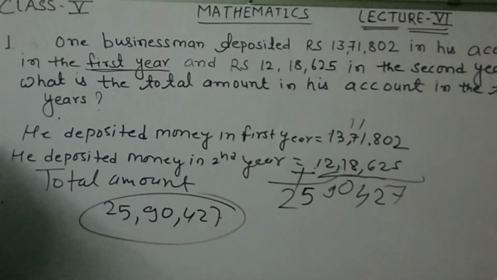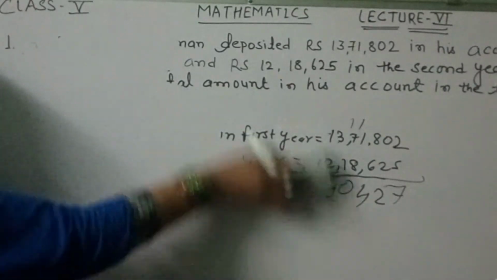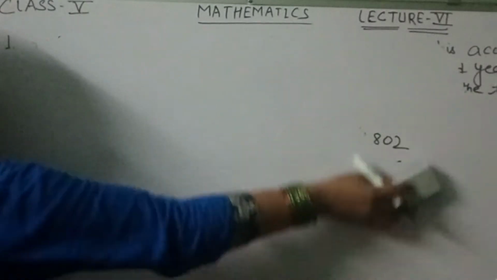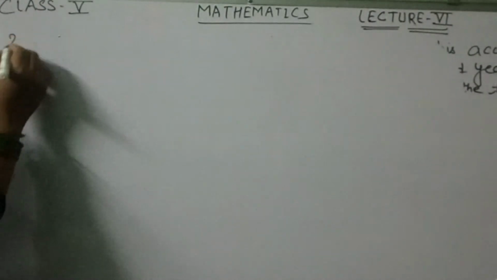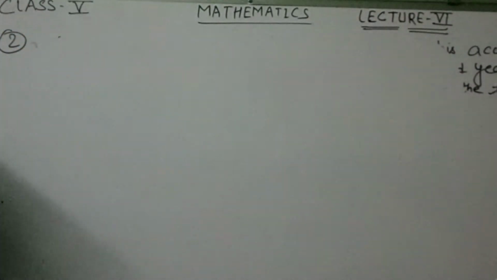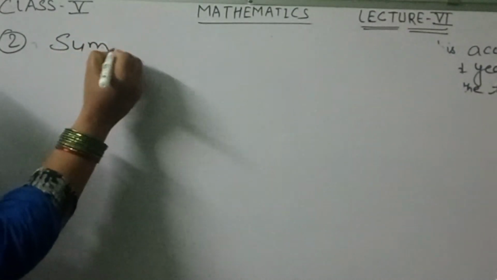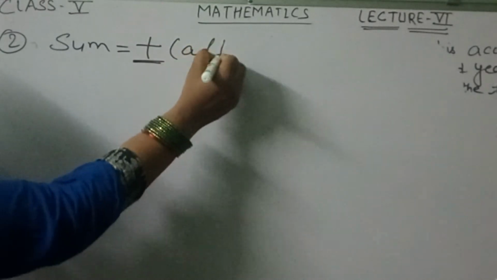Okay, now the second question. Once again I will take the second question from your book. Now see the second question. What is the second question? Find the sum of the largest 6-digit number and smallest 7-digit number. Sum means plus. Sum, that means what symbol do we have to use? Plus, means we have to add the numbers.